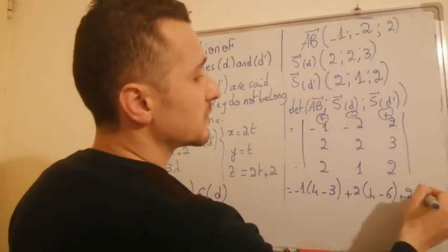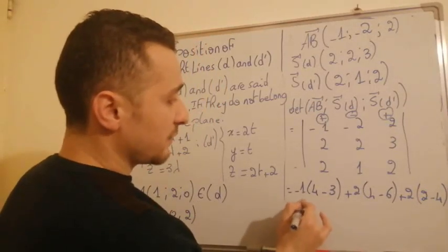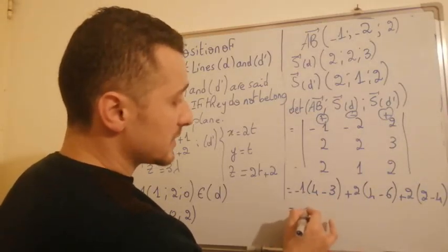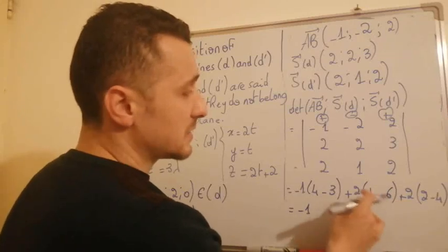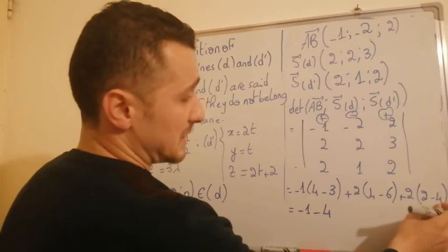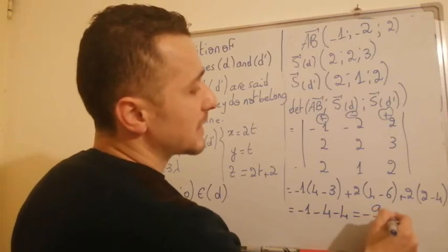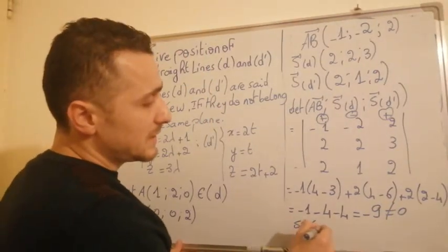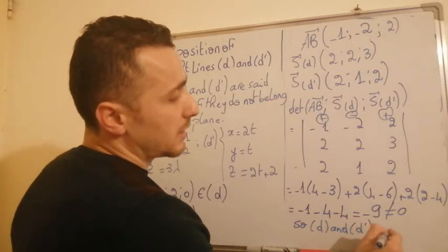Let's see what answer will come out. Minus 1 times 4 minus 3, it's minus 1. Plus 2 times 4 minus 6, it's minus 2 times 2, it's minus 4. 2 minus 4, it's minus 2 times 2, it's minus 4. So we obtain minus 9. Minus 9 is different than 0, so D and D prime are skew.